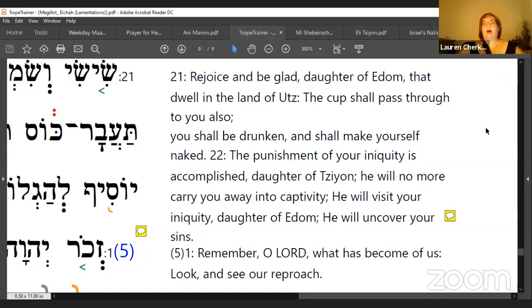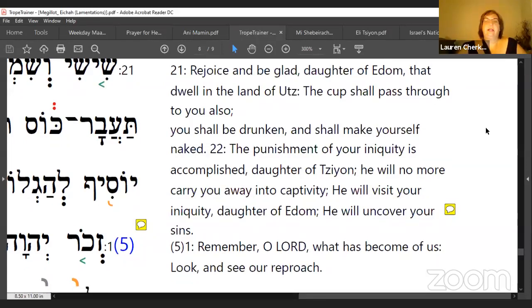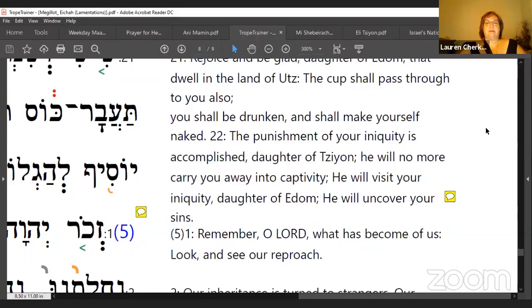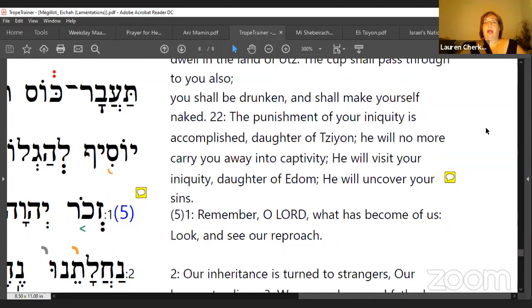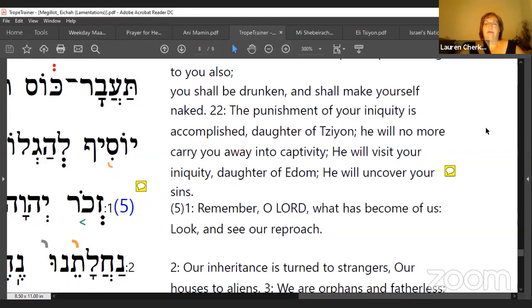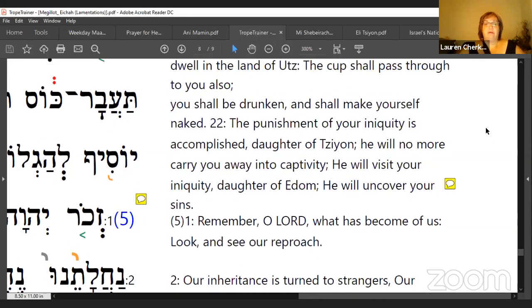Rejoice and be glad, daughter of Edom, that dwell in the land of Uz. The cup shall pass through to you also. You shall be drunken and shall make yourself naked. The punishment of your iniquity is accomplished. Daughter of Zion, he will no more carry you away into captivity. He will visit your iniquity. Daughter of Edom, he will uncover your sins.